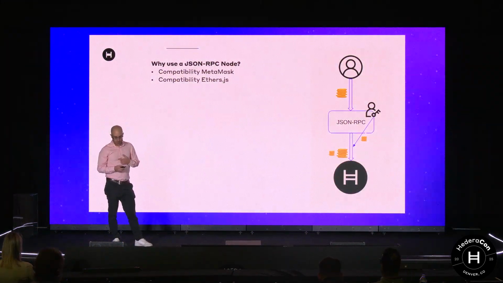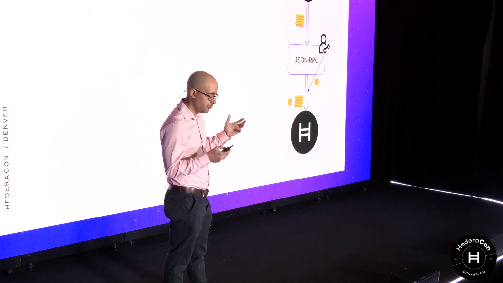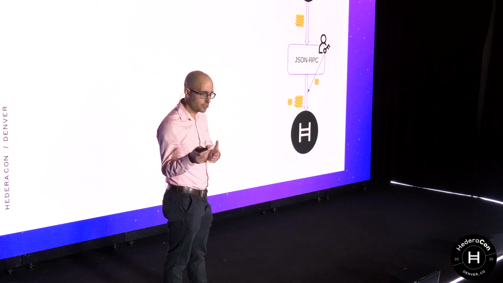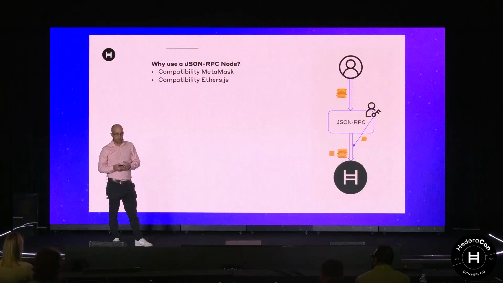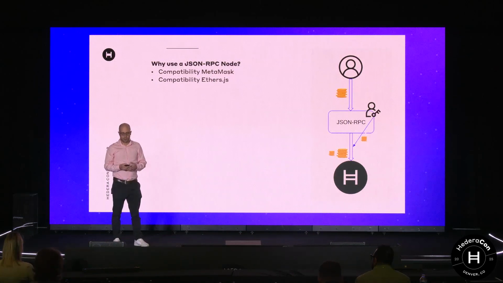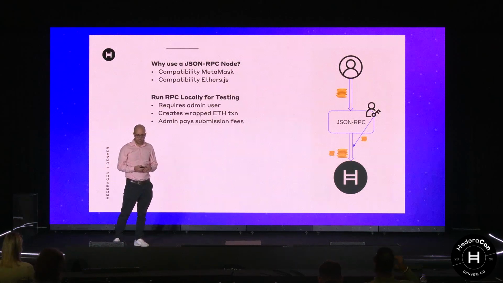So this one is about the JSON-RPC node. First of all, why would you need to use a JSON-RPC node in your application? There are two main advantages. The first one is that your application will be compatible with MetaMask, which users are familiar with because most of them come from the Ethereum ecosystem. And also you will be able to integrate a library like ethers.js in your application, which many developers are also familiar with. So those are two good reasons to integrate JSON-RPC nodes into your application.